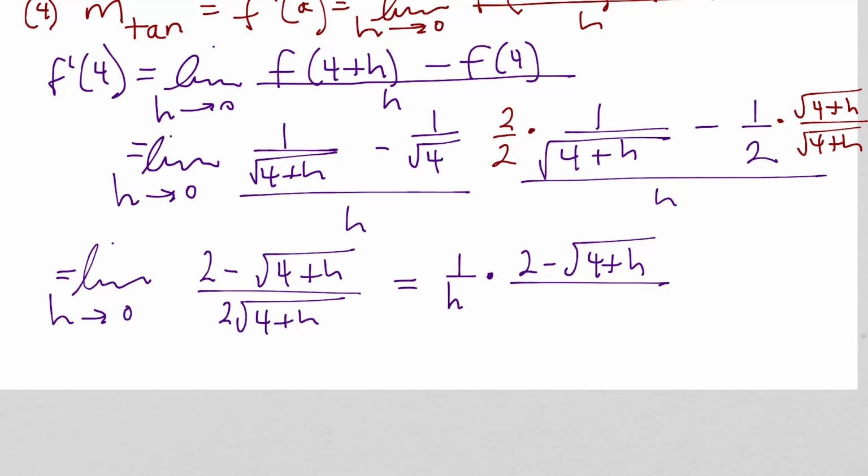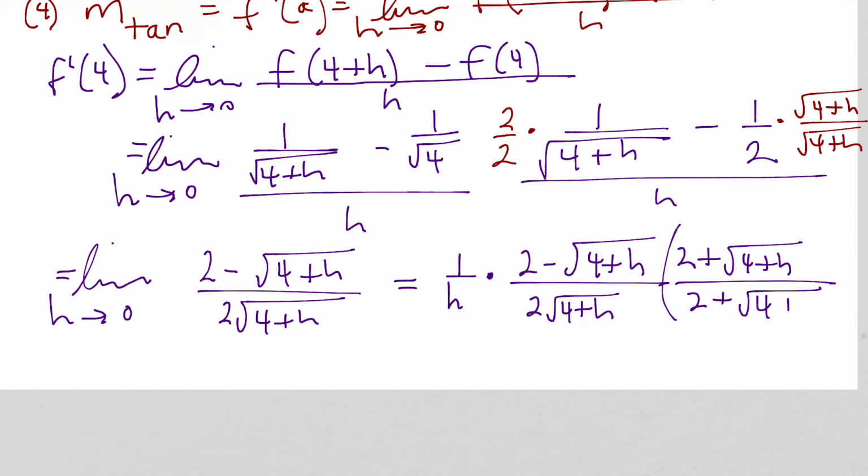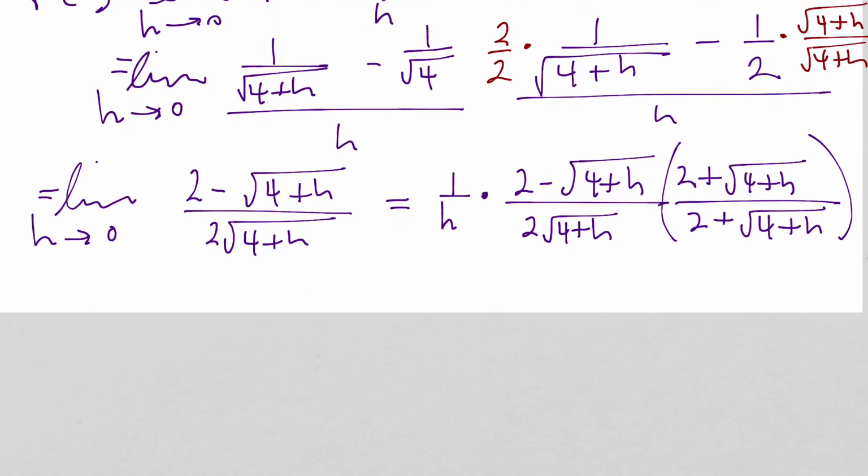Which is still dividing, which is fine. Alright, so I need to multiply by 2 plus the square root of 4 plus h because I've got a difference involving a square root, which I'm going to use to simplify my limit so I can evaluate it. Alright, so I've got all that.